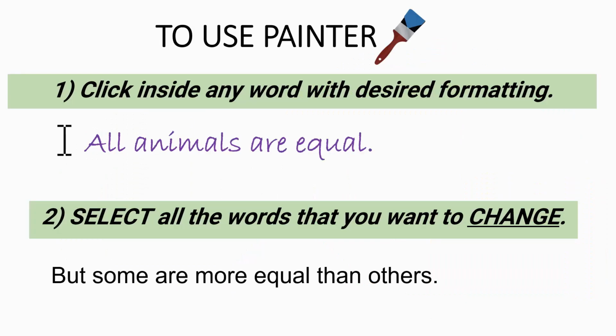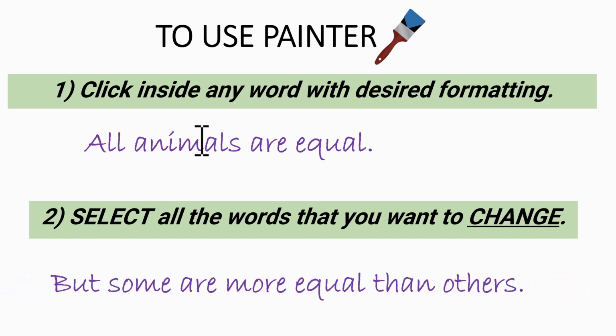So to use Format Painter, click inside any word that has the formatting that you want to use. Then use your mouse to wipe over all the other words that you want to change, and that change will automatically happen. You don't even need to know what the formatting originally was, you'll just copy it.